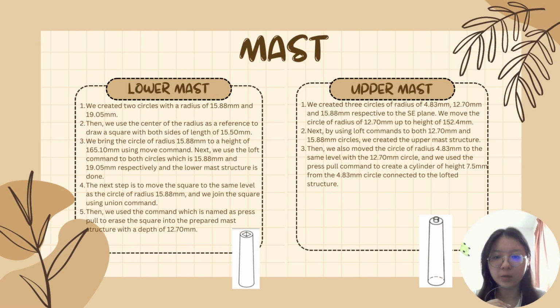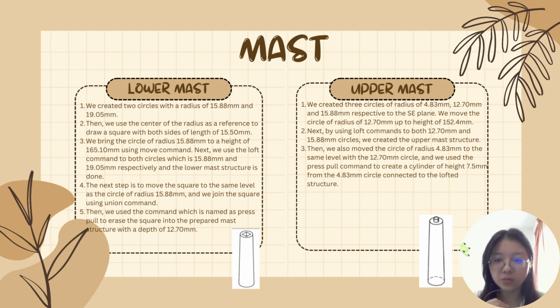For lower mass, we create two circles with a radius of 15.88 millimeter and 19.05 millimeter. Then we use the center of the radius as a reference to draw a square with the length of 15.5 millimeter. We bring the circle of radius 15.88 millimeter to a height of 165.1 millimeter using loft command. We use the loft command to both circles and the lower mass structure is done.